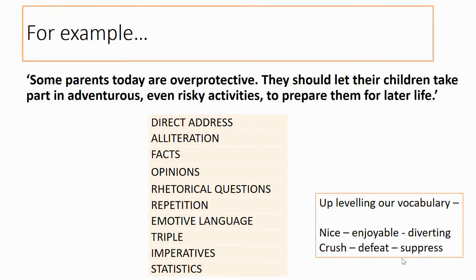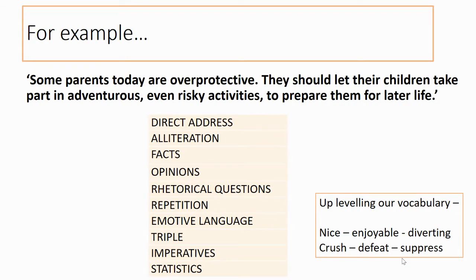Alliteration is the second one listed here: a group of words beginning with the same letter or sound. This is highly engaging. It sticks in the reader's head. We've got facts and opinions there. Rhetorical questions, so questions that don't require an answer. Again, they help to ensure the reader is engaged, as if they are being addressed, the text is more relevant to them, or seems more relevant to them.